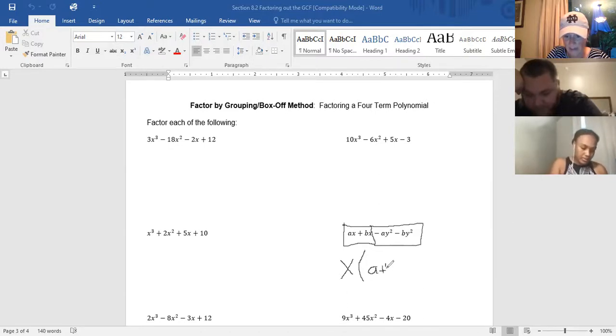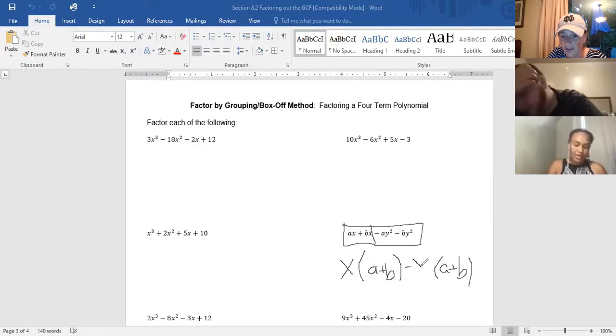Yes. It's so hard to write with this. I don't have a mouse. I'm just gonna do it with my hand. And you have A plus B on the other side. Yes. Look at you. Yes. Perfect. Okay. And you have minus A Y, minus Y squared. Y squared, right?